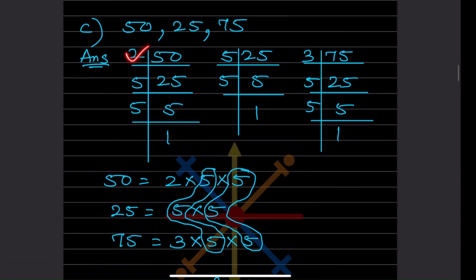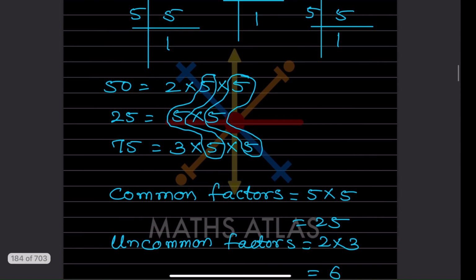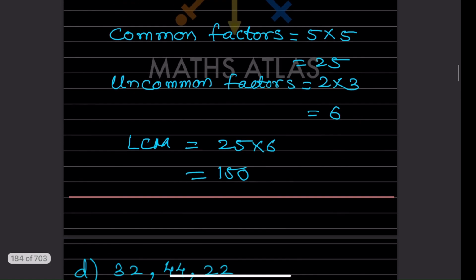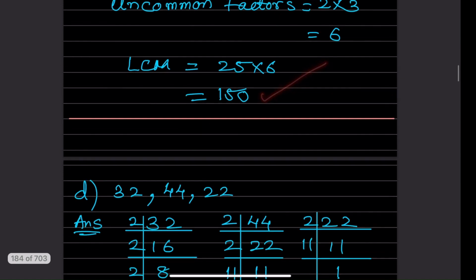Here there are 3 numbers. These are the factors of it. Now you will see from here which are the common ones. 5 and 5 are the common, that is 25. What remains uncommon is 2 and 6 means, that is 6. So 25 into 6, that is 150 is the LCM.